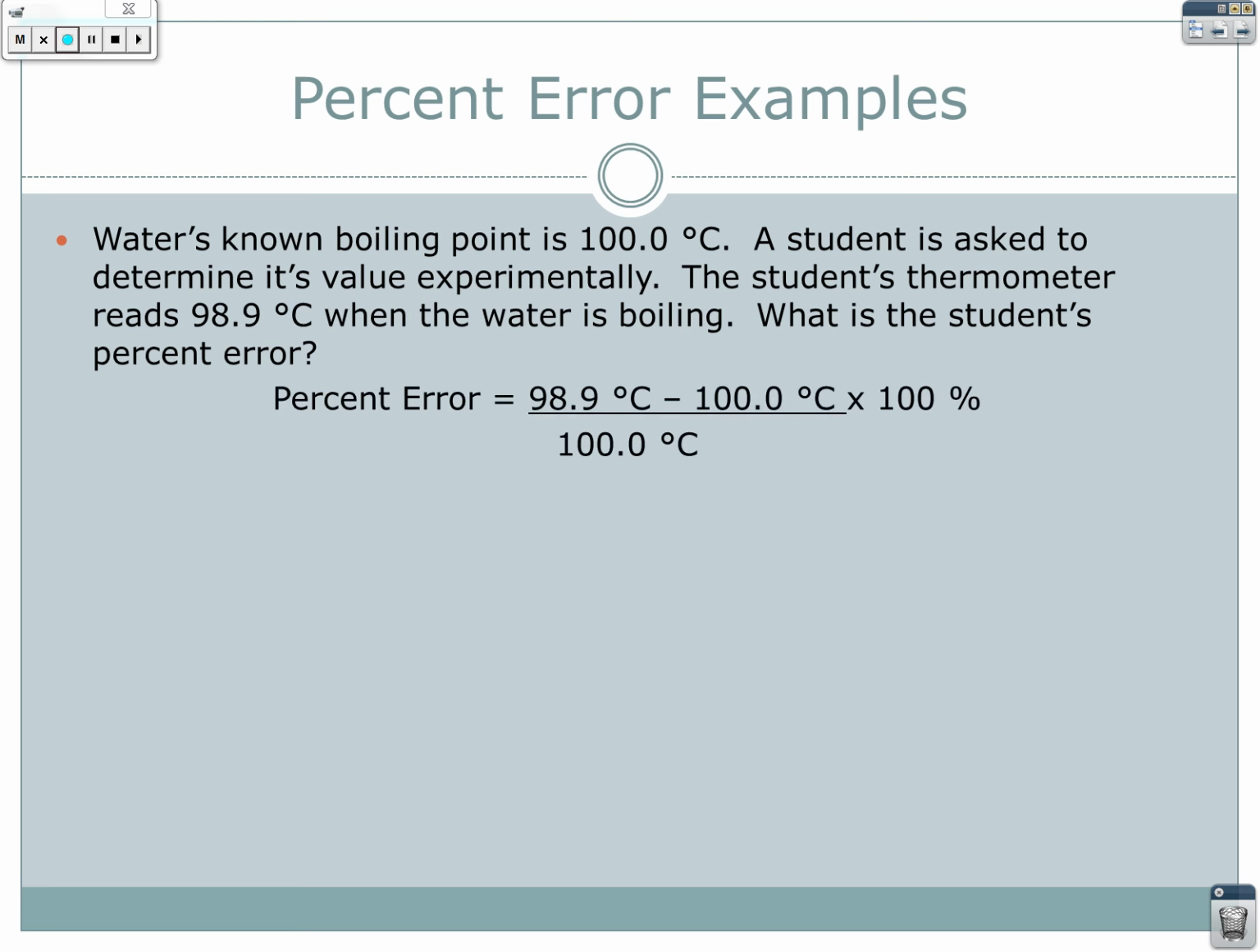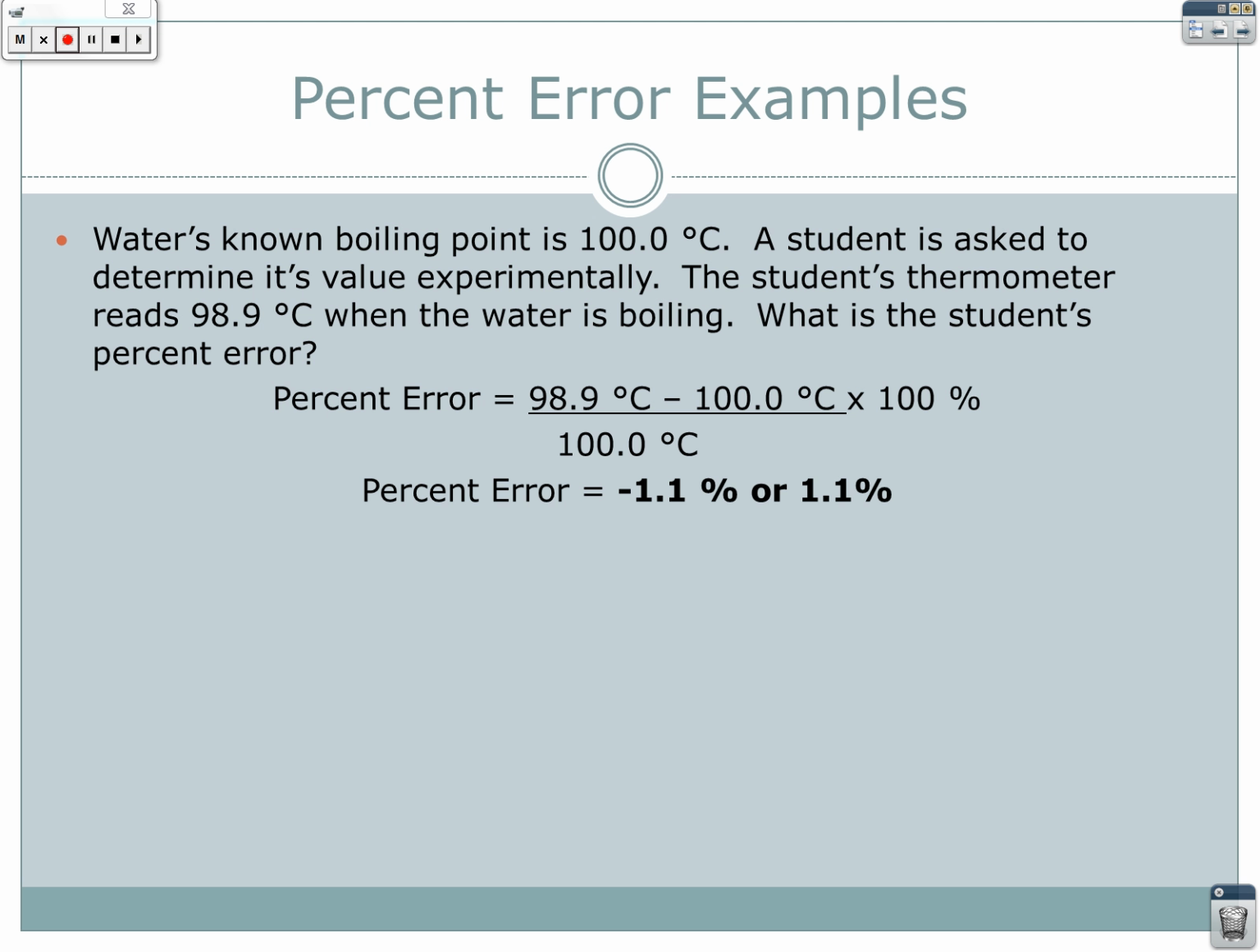So let's figure out how we would calculate that percent error. Again, the percent error is the actual minus theoretical divided by theoretical times 100. In this case, the actual value was 98.9 degrees Celsius. That is the value that the student recorded from his thermometer. The theoretical value is 100.0 degrees Celsius, and that is that known value. And so his percent error would be 98.9 degrees Celsius minus 100 degrees Celsius divided by 100.0 degrees Celsius multiplied by 100 to get it into that percentage. The percent error is therefore negative 1.1%, or just written as 1.1%.